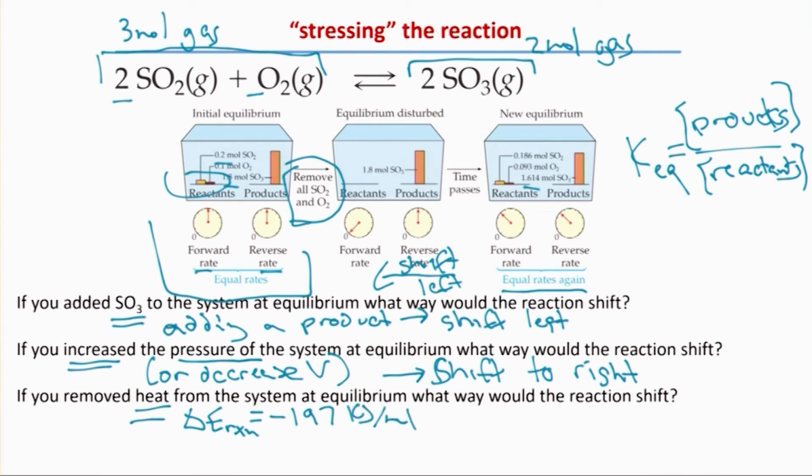Based on that, can you tell me, if we remove heat, which way would we shift? Since this is exothermic, I want to think of heat as a product. Heat is being given off. So if heat is being removed, this reaction is going to shift in order to make more heat, and the heat is on the product side, so we're going to be shifting to the right again.